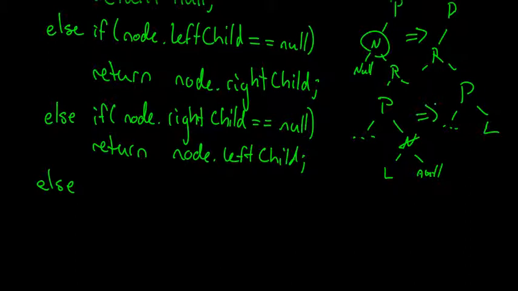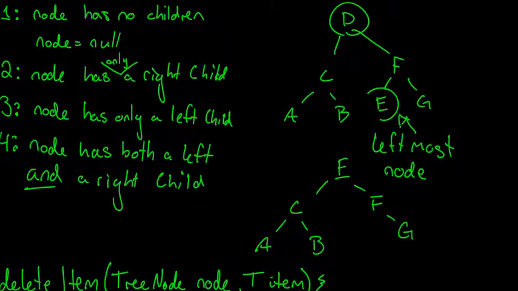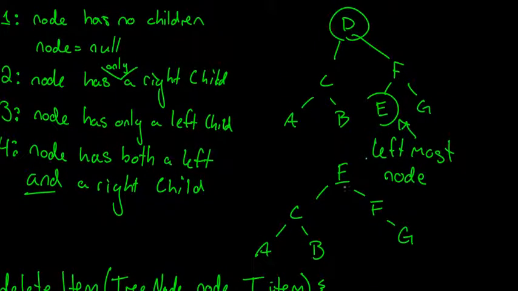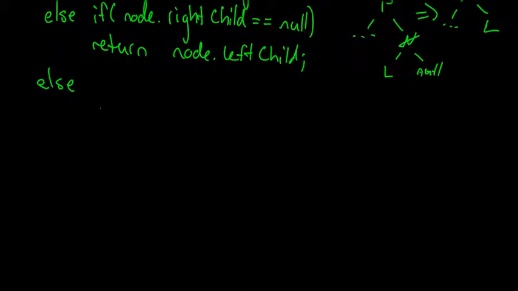Now, if the node has a right child and a left child, then we need to find, as mentioned earlier, the leftmost node of the right child, which would then replace the node, effectively deleting the node. So, what we want to do is, and I'm not going to bother writing out the code that looks for the leftmost and deletes the leftmost, because that's simply a tree traversal, and you should be able to do that yourself.